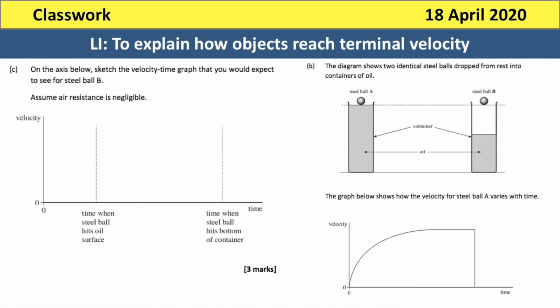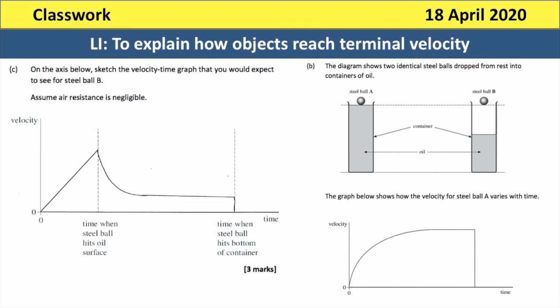However, because we are assuming that air resistance is negligible, we'd actually see the velocity increase linearly up to the point when it hits the oil surface. Once it's in the oil, the velocity is going to be reduced until it reaches a terminal velocity, and then obviously it's going to stop when it hits the bottom of the container.